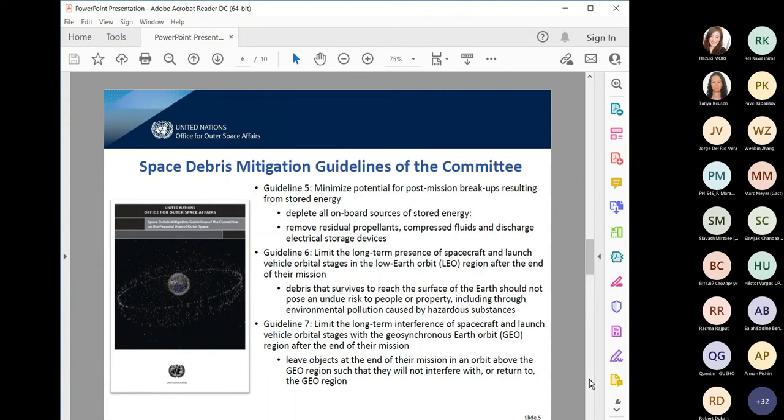If you have any residual propellants, any compressed fuels, any electrical storage devices, try already at the planning and design stage to see what can be done to make sure that the energy sources are emptied. And guidelines 6 and 7 are guiding you to avoid leaving the spacecraft after its operations in LEO, low Earth orbits, or geosynchronous Earth orbits.